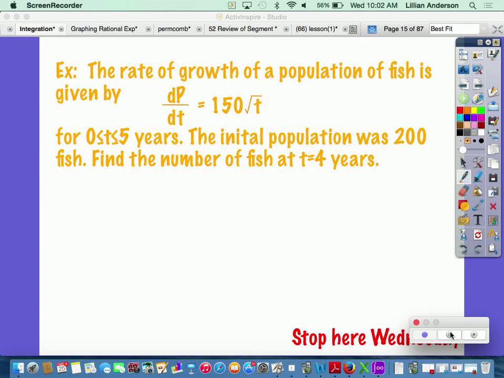Okay? It's a lot of information, but in the end, we're trying to find the number of fish at the end of 4 years. This dp over dt that they give us, what does that represent? The derivative, remember, is not only represented with the prime tick mark, but also as dy over dx, dp over dt in this case, because we're talking about population and time. So we have the derivative, we're trying to figure out how many fish there were in 4 years, so that means we need to go back to the original equation here. The only way to figure that out is by knowing what the original population function was? So, gotta take the antiderivative.